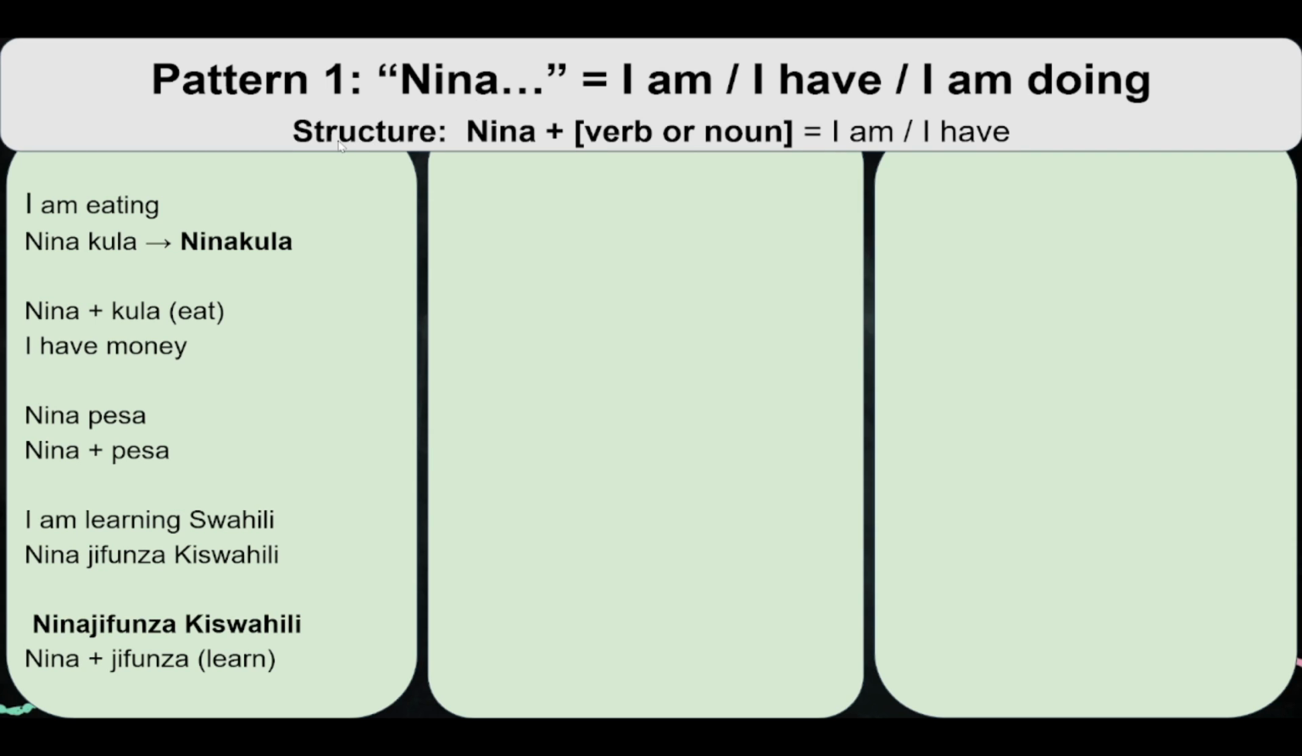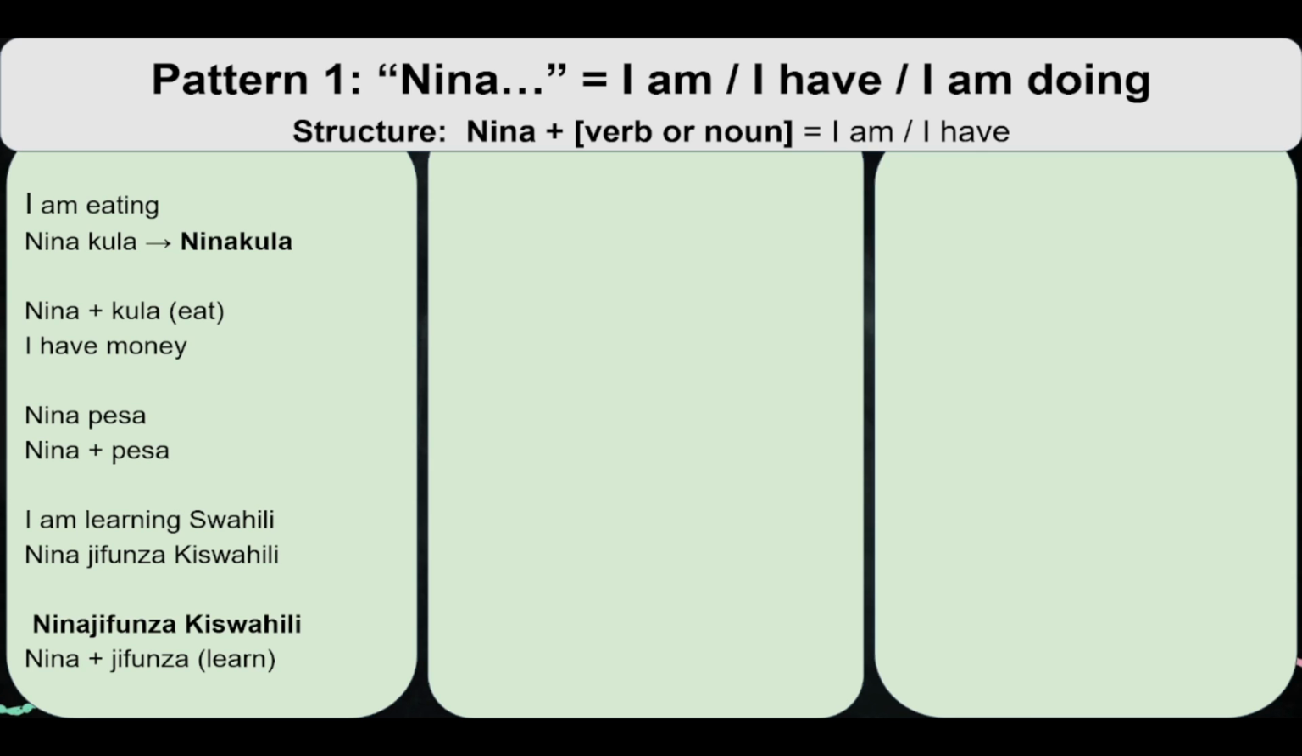So the structure is Nina plus the verb or noun. So either Nina plus I am, or Nina plus I have, or Nina plus I am doing. What I have here is I am eating. Nina kula. I have money. Nina pesa. So the pattern there is Nina plus the actual word, the noun, pesa. I have money. Nina pesa.